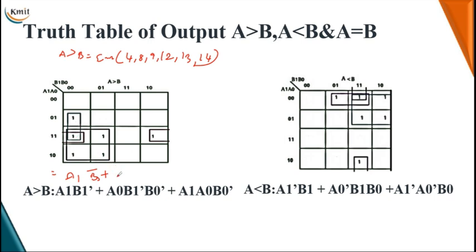Here the first pair will give you A1 A0 B0 bar, plus the second pair will give you the product term A0 into B1 bar B0 bar. So the minimal expression of A greater than B is A1 B1 bar plus A1 A0 into B0 bar plus A0 into B1 bar into B0 bar.